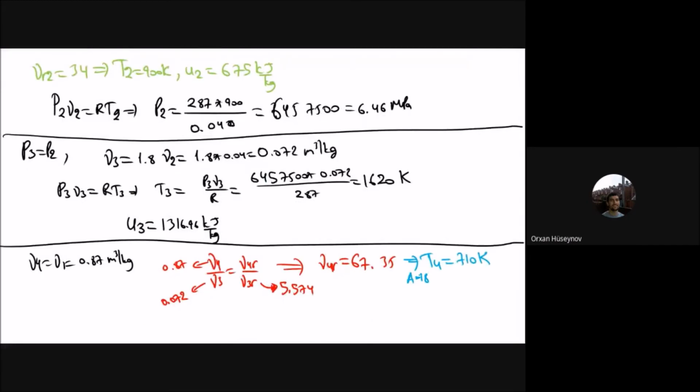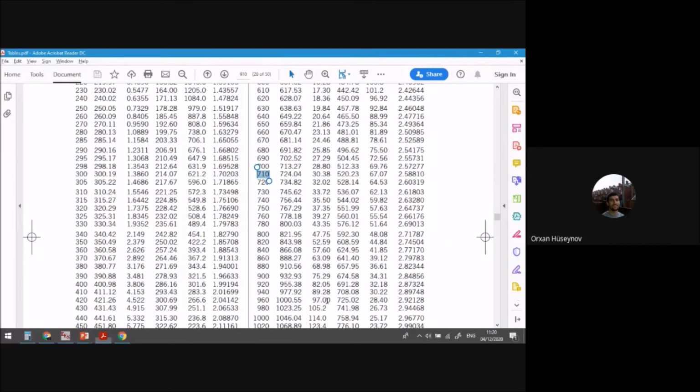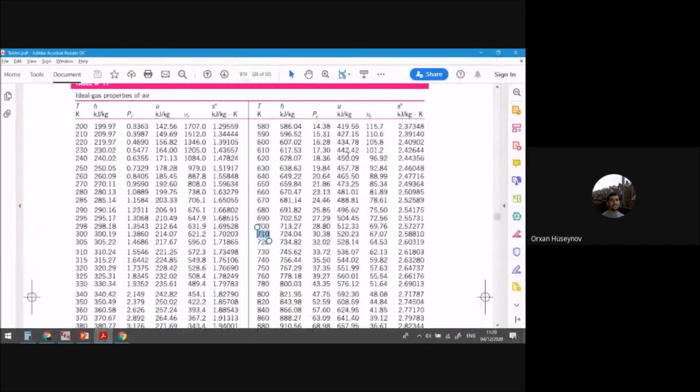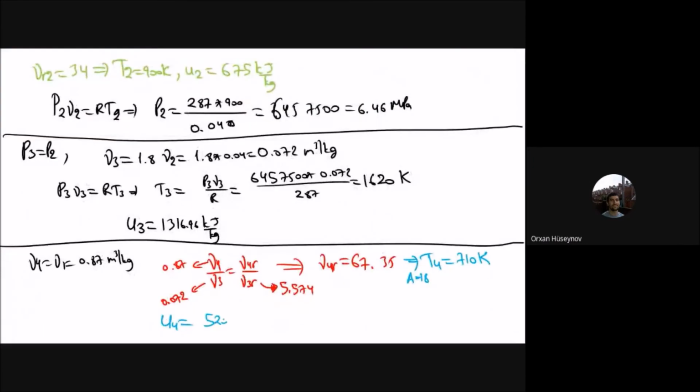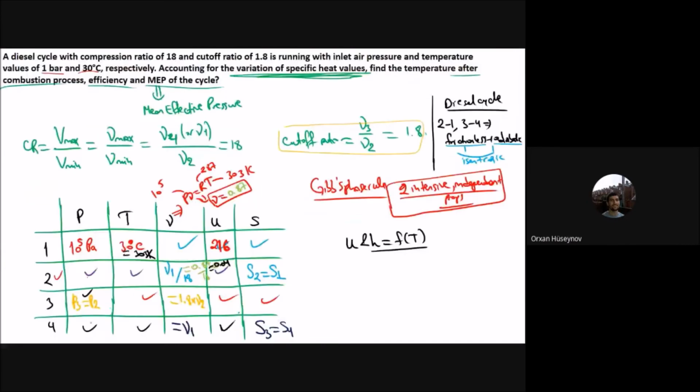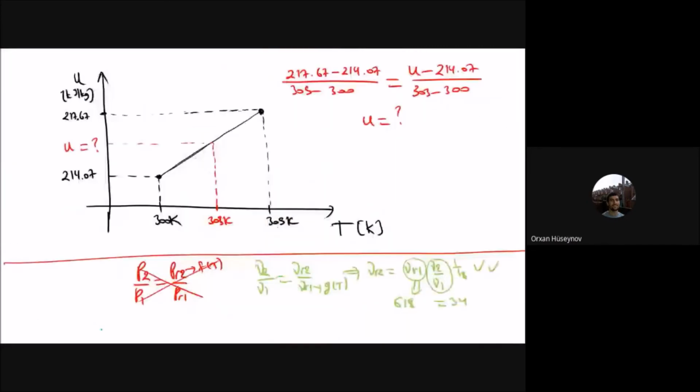This is the T4, and therefore I can find the U4 value too. Let's see which column I'm looking for. This column, 520.23 kilojoules per kilogram. This is the U4. So I know the temperature, I know the internal energy. I'm also interested in the pressure value.